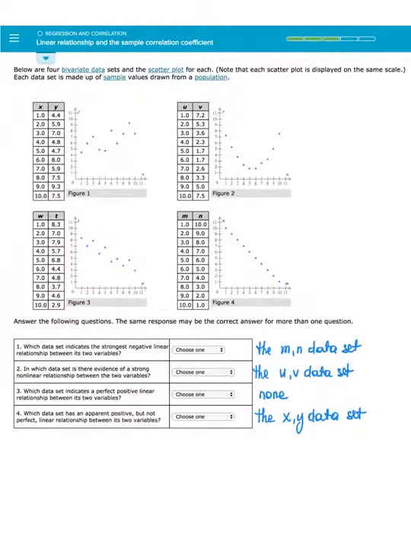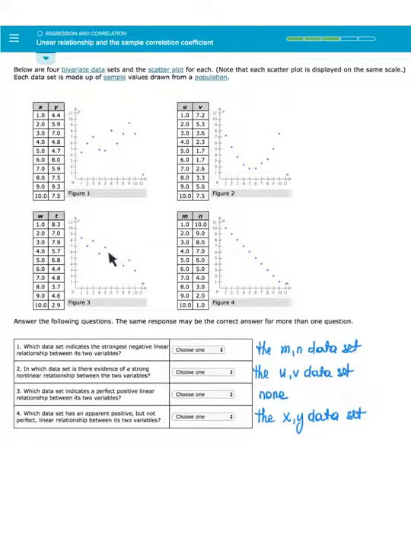Let's take a look at one more example. Part 1. Which data set indicates the strongest negative linear relationship between its 2 variables? When we look at the 4 scatter plots, the 2 that do have a negative linear relationship are in figure 3 and figure 4.